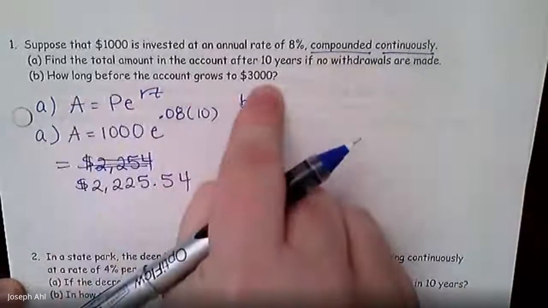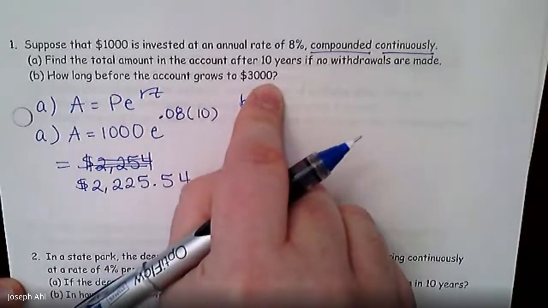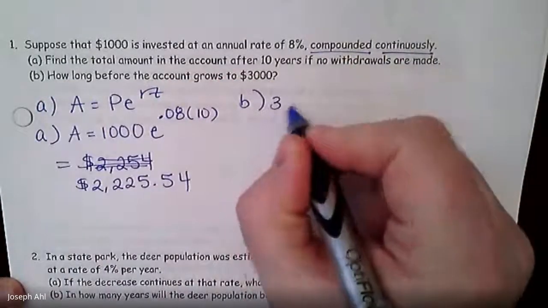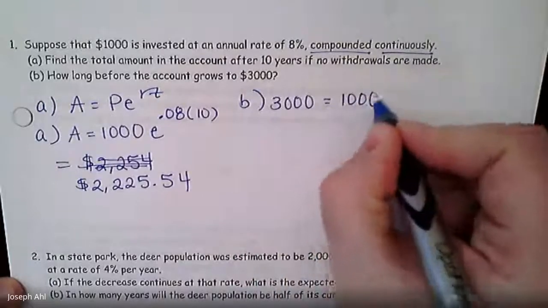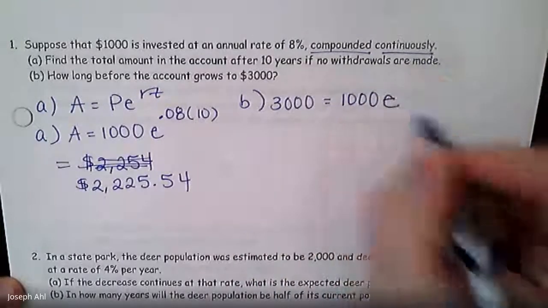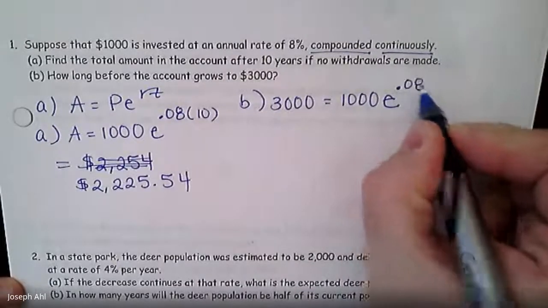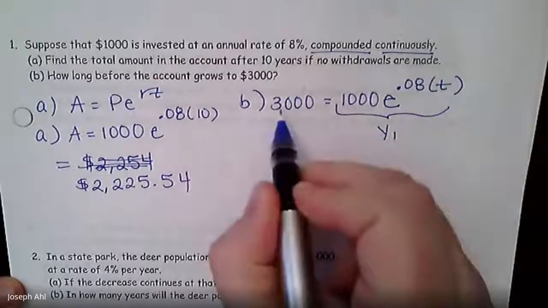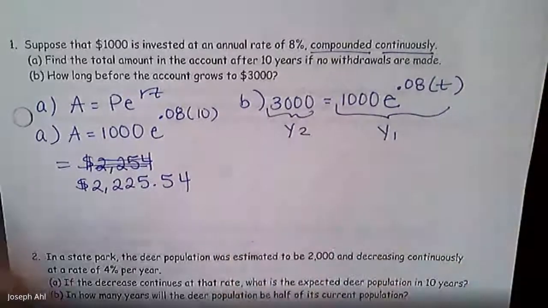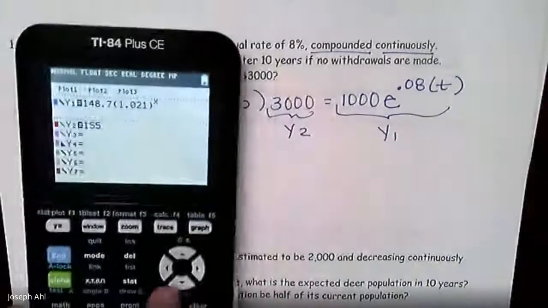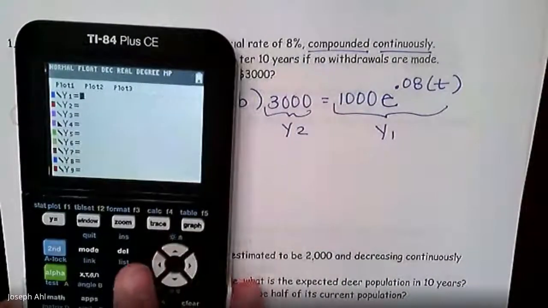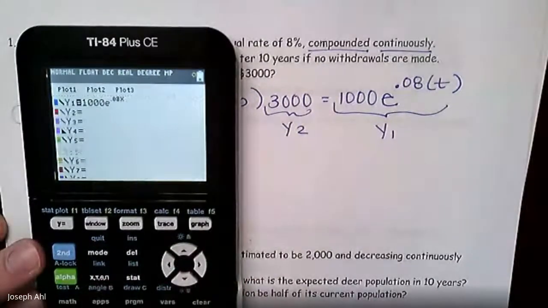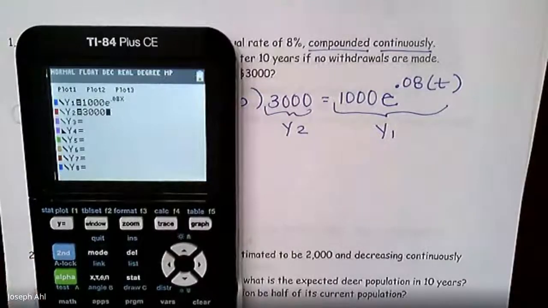Part B, how long before the account grows to $3,000? So what I want to know is how long. Well, I'm looking for time when the amount is 3,000. So we're going to plug in 3,000 for the amount, 1,000 for the initial investment still, e to the, well, we're not changing the rate of 0.08, but we are solving for time here. So just like we did earlier, the only way we know how to solve this right now is by doing y1, y2 on the calculator. So I'm going to come back over here, clear out the initial model. So 1,000 e to the 0.08x, and in y2 we're going to type in 3,000.